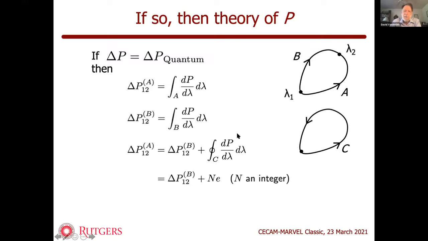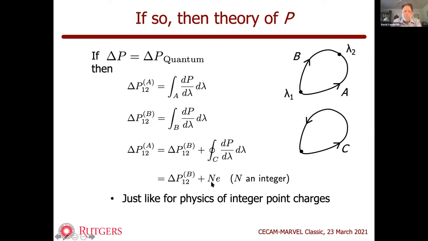And they are the same up to a quantum if what I said on the previous slide is true, namely if the closed loop is a quantum. And the reason is very simple. The path that goes from lambda one to A is the same as the path that goes all the way around from lambda one, follows the closed path, and then follows B back to lambda two, right? So that's what's written in this equation. And therefore, if this thing is quantized, it means that any two calculations of the change in polarization will agree up to a charge quantum. And of course, this is just like the physics that I described for fictitious integer point charges.